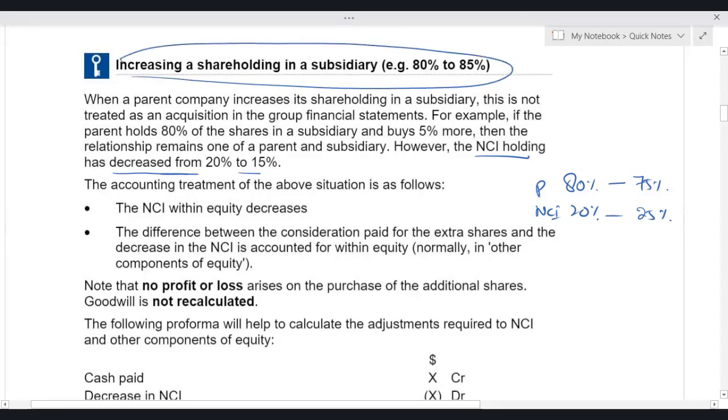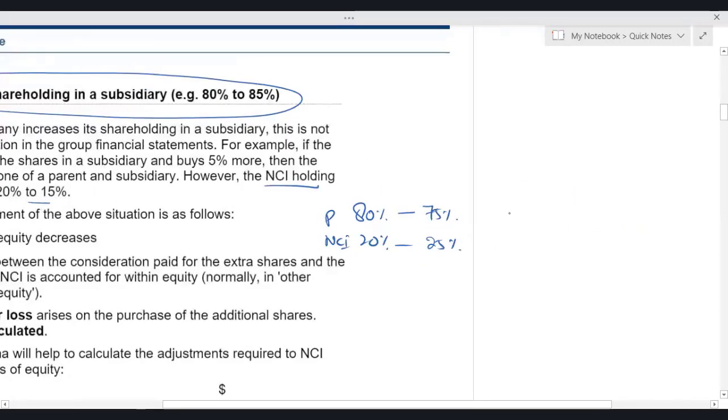Now, instead of parent selling a little bit of holding and the subsidiary remaining subsidiary, the opposite case is, let's say parent was having 80% holding initially, NCI was having 20% holding. Now parent has acquired a further holding. From 80, it becomes 85, NCI from 20 becomes 15. But obviously the status is not changing. Your subsidiary is your subsidiary. But the difference is initially parent was having 80% holding, now 85.